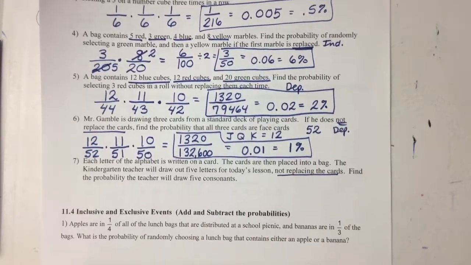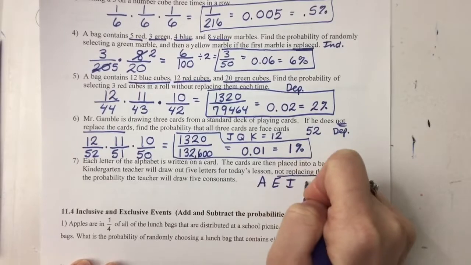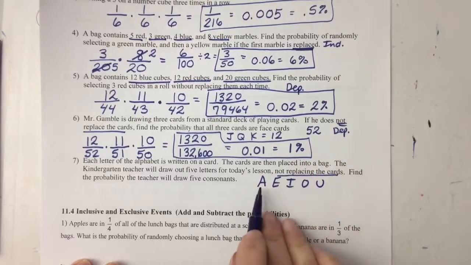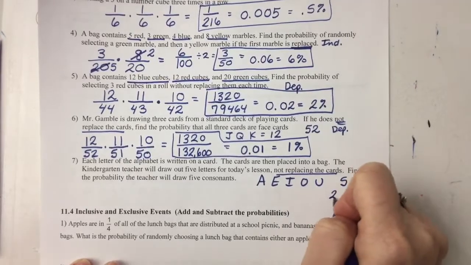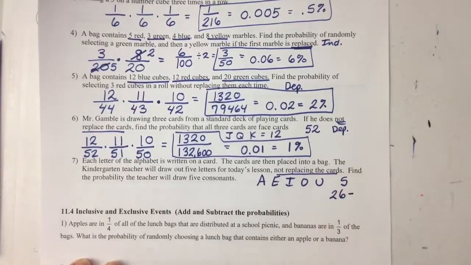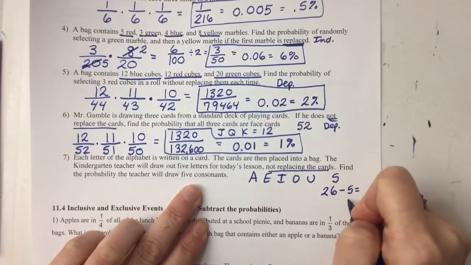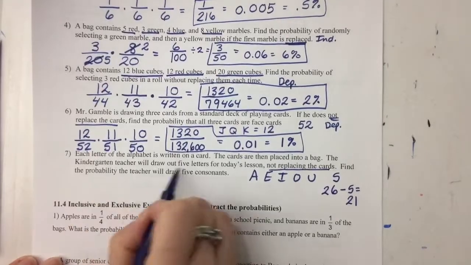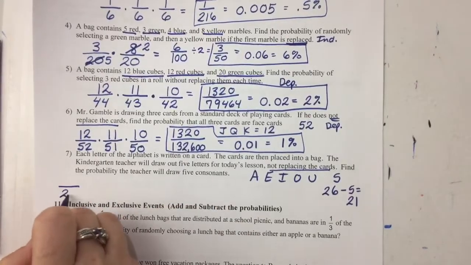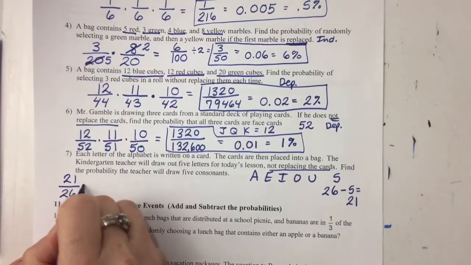Now remember, a consonant means it's not a vowel. Our vowels are A, E, I, O, and U. So there's 1, 2, 3, 4, 5 vowels. Well, if I have 26 letters of the alphabet and we're focused on consonants, if I minus out the 5 vowels, that means that there's 21 consonants. So they're drawing 5 letters. So out of 26 letters of the alphabet, 21 are consonants.